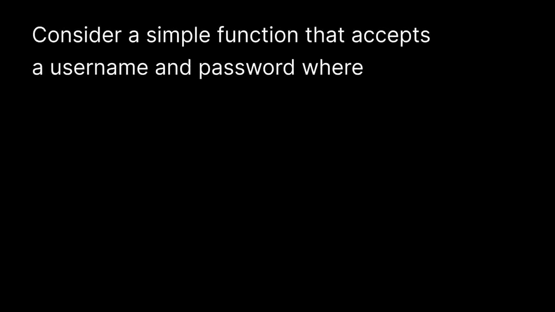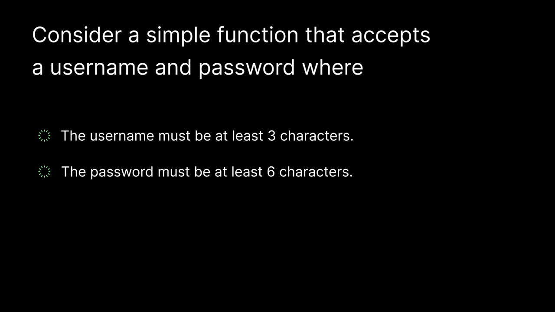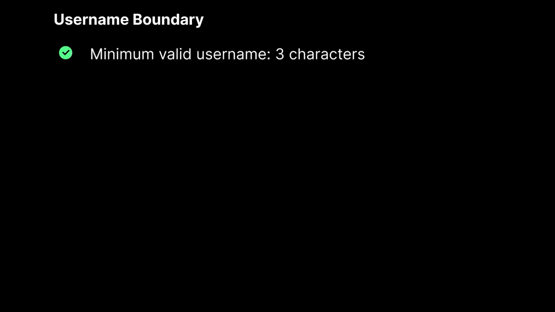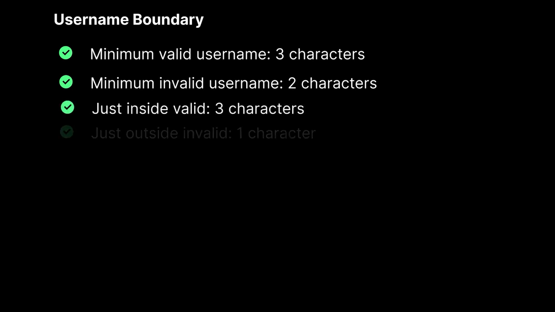So just consider a simple function that accepts a username and a password, where the username must be at least 3 characters and the password must be at least 6 characters. So this is how we can solve that by using the boundary testing. So for the username boundary, we can provide the minimum valid username like 3 characters, and the minimum invalid username will be 2 characters, and just inside the valid will be 3 characters, and just outside the invalid will be set to 1 character. So that was just it for the username boundary.